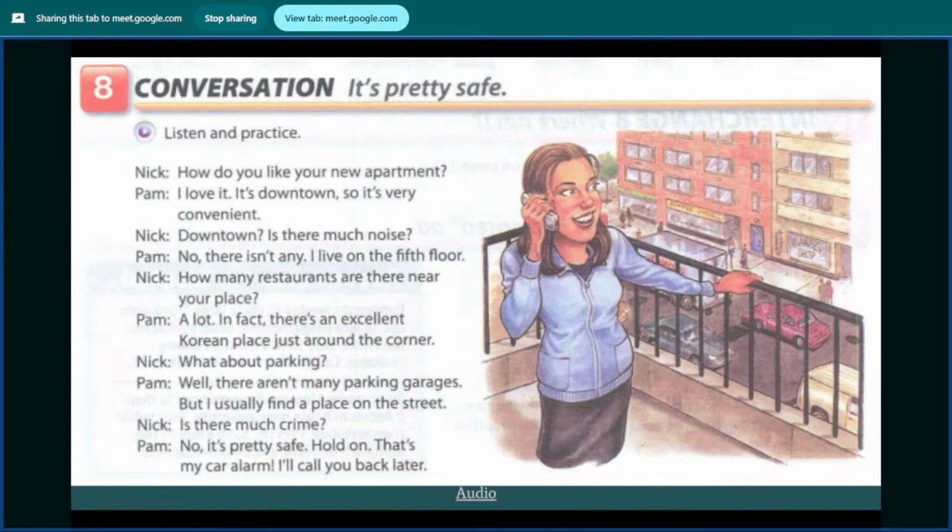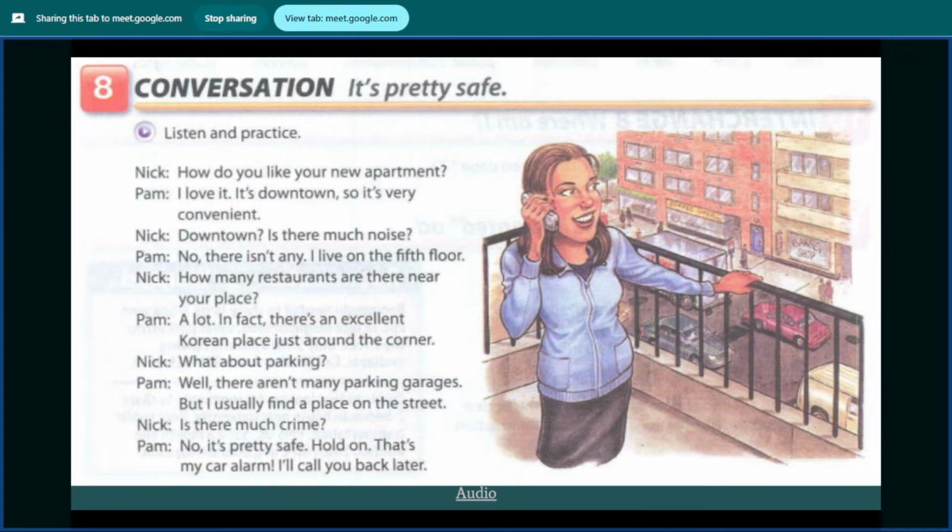Okay, next over here we have a conversation. I want you guys to read the conversation as usual. Tejal, you will be Nick, and Sampada, you will be Pam. Okay, read the conversation loudly.